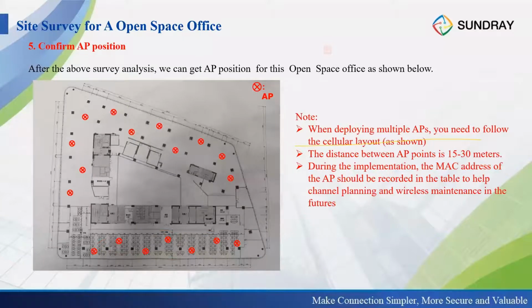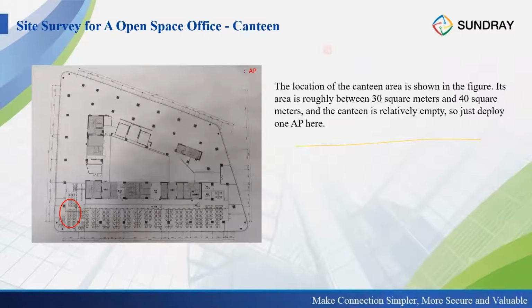And also confirm the AP positions. This is the AP plan shortly, but we need to analyze one by one. For the candy area, this is just around 30 to 40 square meters, and usually they don't have a high requirement for internet access. Maybe they just connect to the Wi-Fi via their own devices. Just one AP is enough for this 30 to 40 square meter candy area.